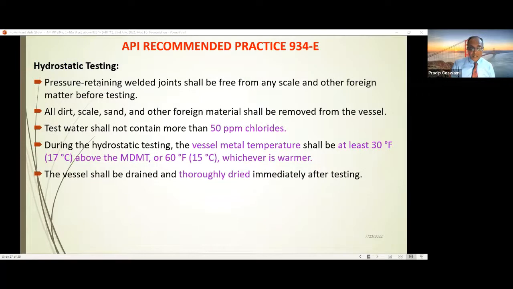Hydrostatic testing, as you know very well, is the ultimate test of any fabricated pressure vessel. The requirements are that the test water shall not contain more than 50 ppm of chloride, and during the hydro testing, the vessel temperature shall be at least 17 degrees above the MDMT, that is the minimum design metal temperature, or 15 degrees centigrade, whichever is warmer.